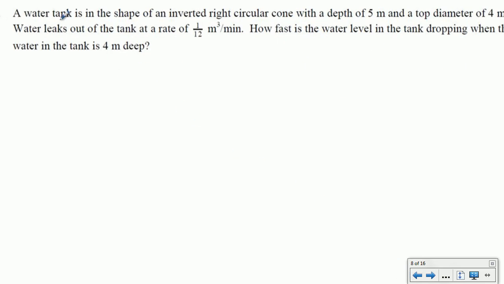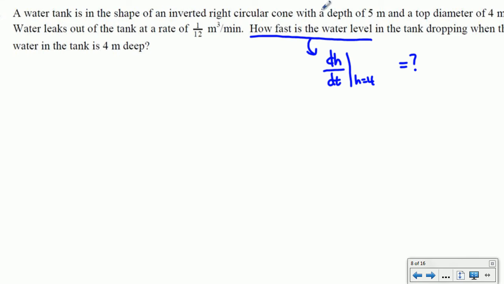Number 7. A water tank is in the shape of an inverted right circular cone, depth of 5, top diameter of 4. Water leaks out of the tank at a rate of that meter cubed per minute. How fast is the water level in the tank dropping when the water in the tank is 4 meters deep? So how fast is the water level dropping? So that's measured by height. So we need dh dt when the tank is 4 meters deep. So when h is 4, that's what we need to figure out.